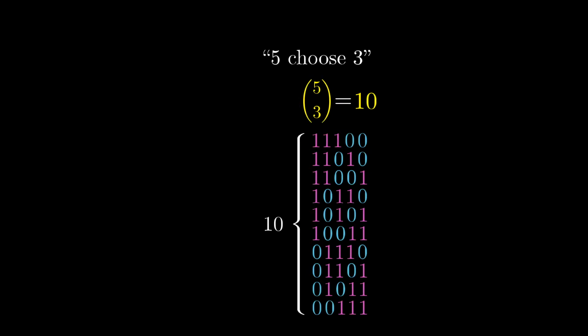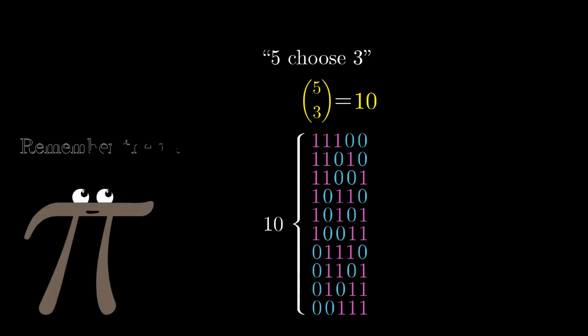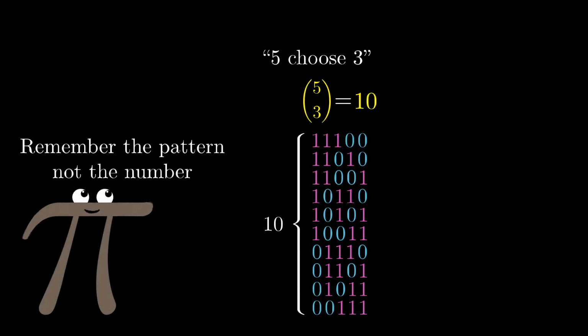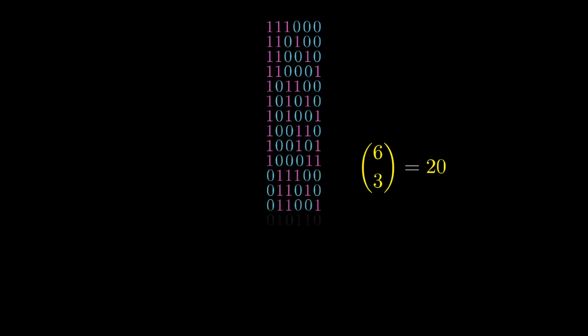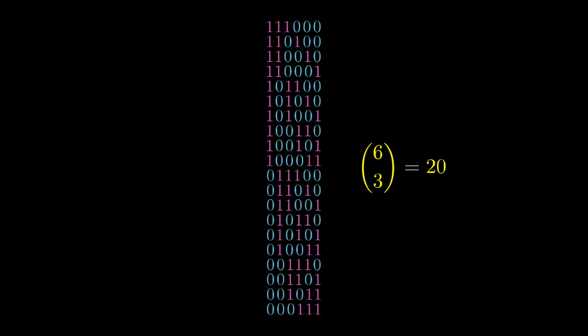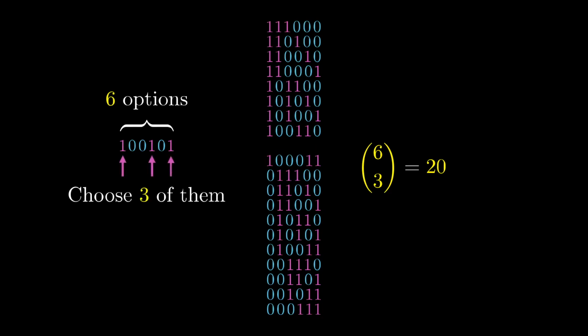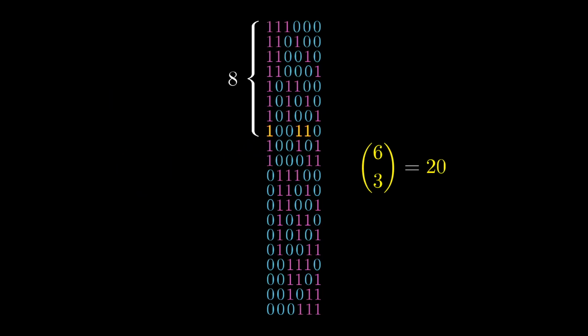But I don't want you to think of 5 choose 3 as just being a number. Really hold in your mind this pattern of all of the ways you can fill 3 out of 5 slots. As another example, this right here is what 6 choose 3 looks like. Again, I like to think of strings of zeros and ones, this time with 6 total bits, 3 of which are ones. But the zeros and ones here are just a way to capture the idea of having 6 options and choosing 3 of them. In this case, the total number comes out to be 20. So you'd say 6 choose 3 equals 20.